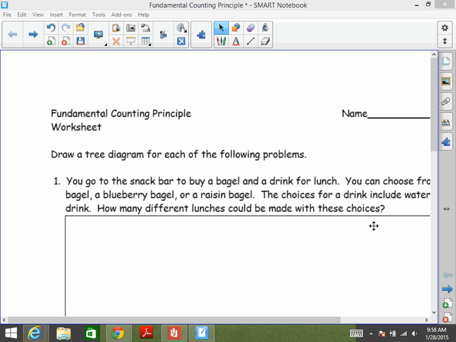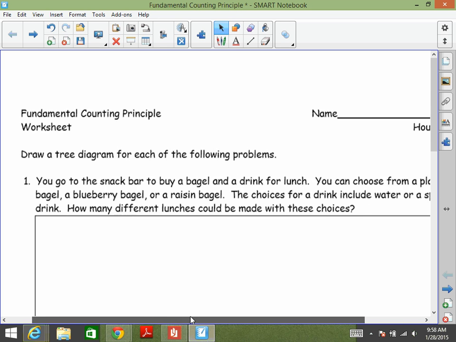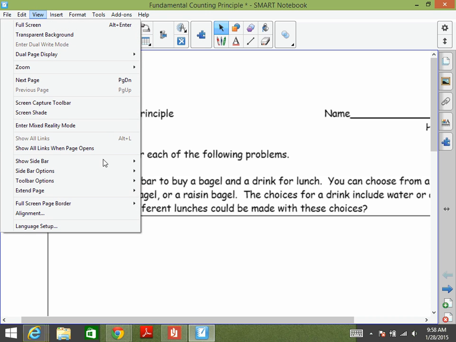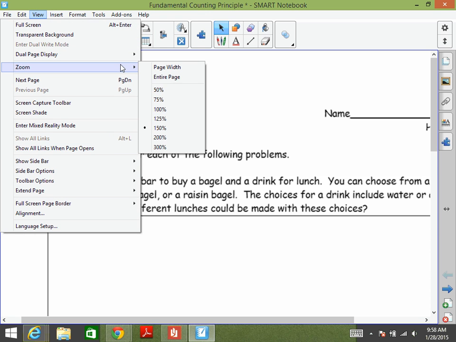Today we're going to look at the fundamental counting principle, and we're going to look a little bit at compound probability. Everybody should have the sheet that you see on the screen at your desk. Put your name on it. Okay? Now, we're going to work on tree diagrams first.